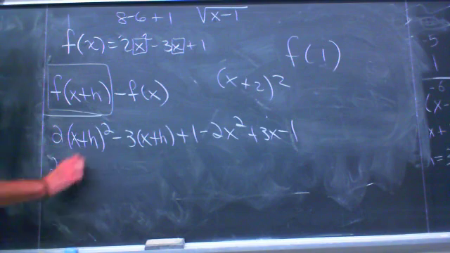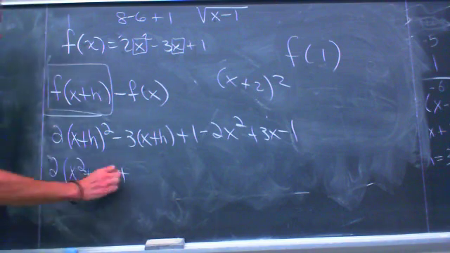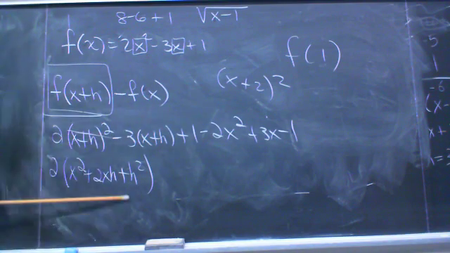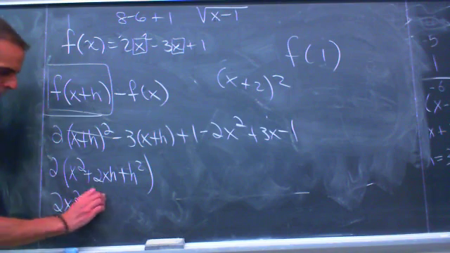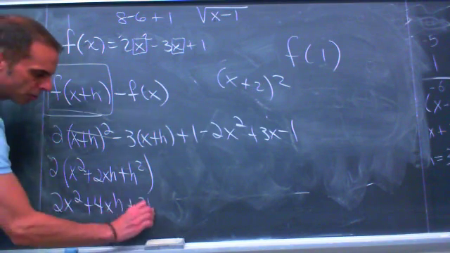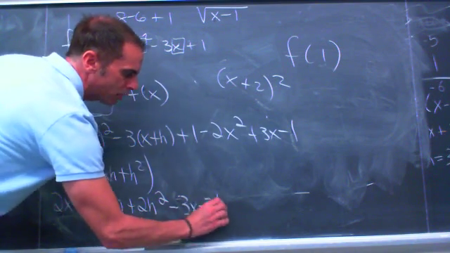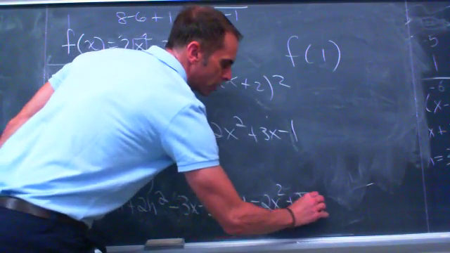So x squared is x squared. Multiply is xh, but double it is what? Plus h squared. Now what I do is I cross it out like that and I put it there and then I go through the whole thing again, because I'm not going to rewrite the whole thing all over. So the final answer would be 2x squared plus 4xh plus 2h squared minus 3x minus 3h plus 1 minus 2x squared plus 3x minus 1.